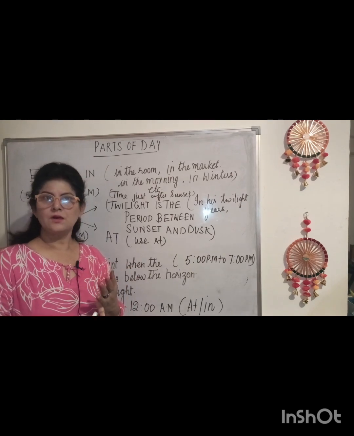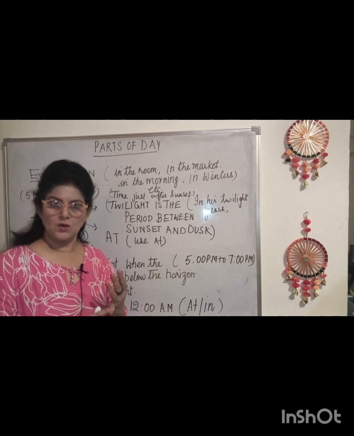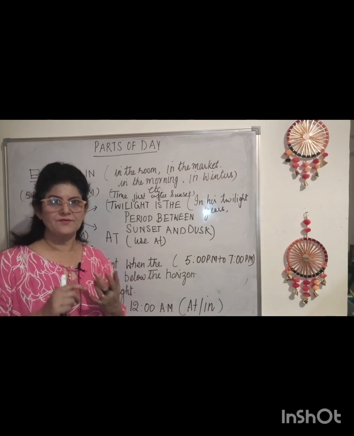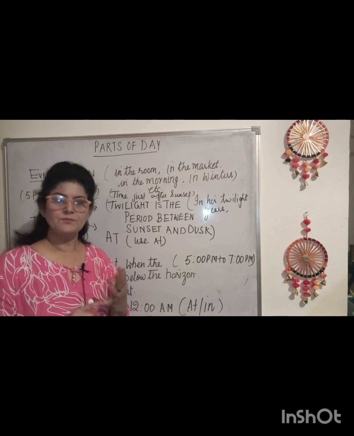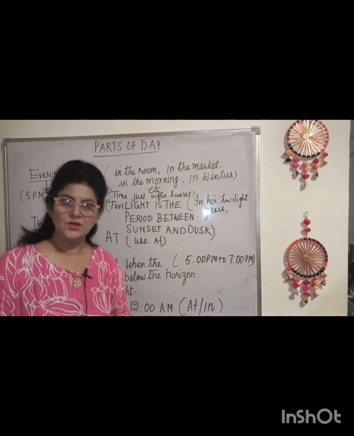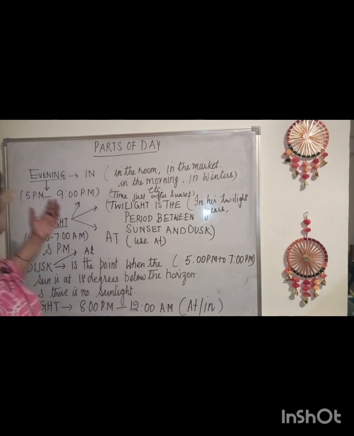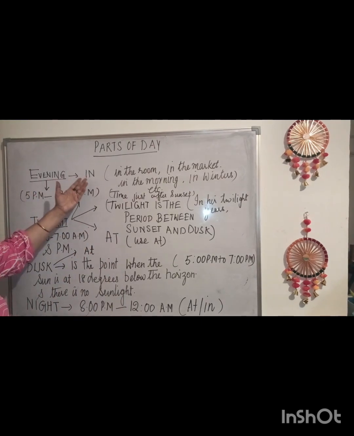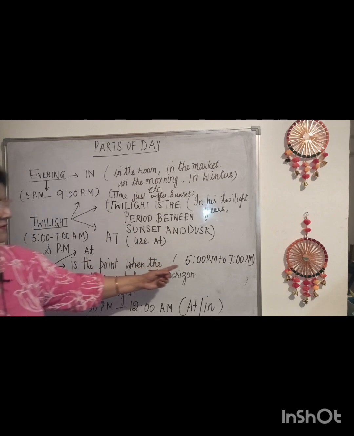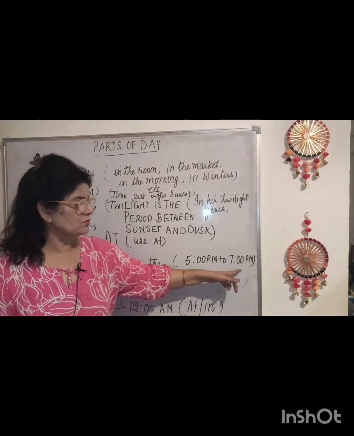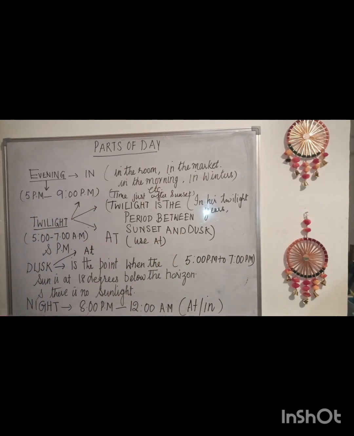So we have learned how many parts of the day? Morning, that is dawn, at sunrise, daybreak. So those are the synonyms of dawn. Now we have learned noon, we have learned afternoon, and then evening. With evening we have to use in, with twilight use at, and with dusk use again at. With dusk also you have come to know the time period, 5 p.m. to 7 p.m. Right? Now comes your night.